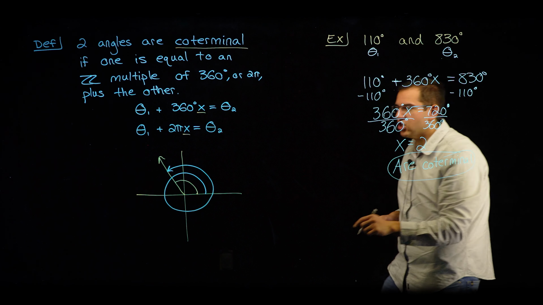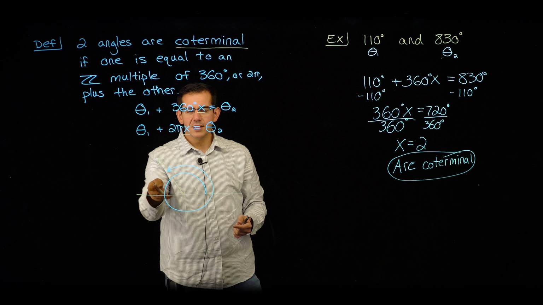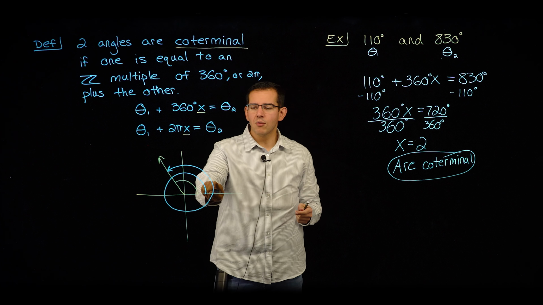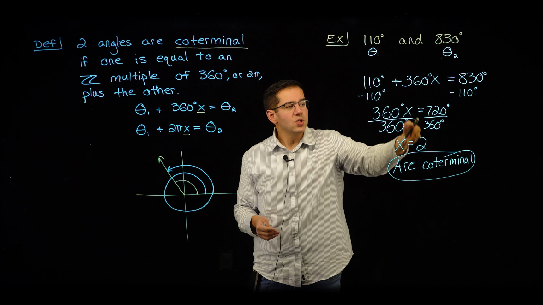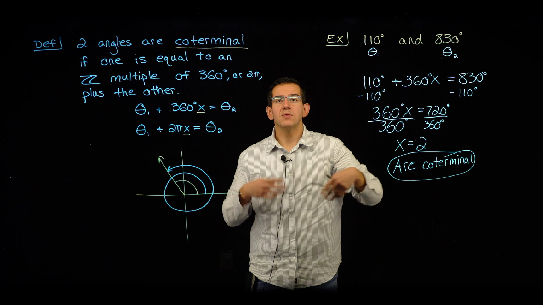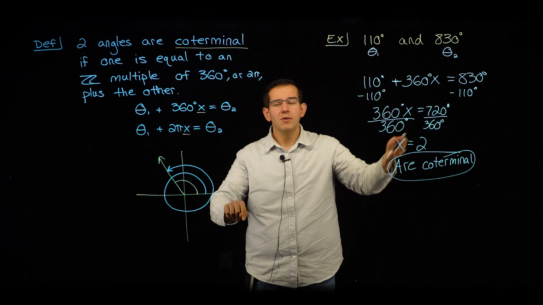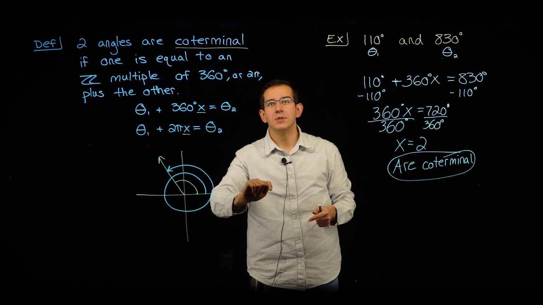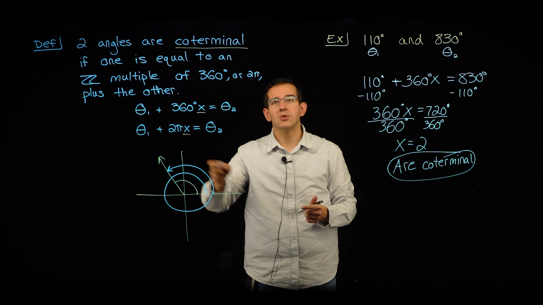Meaning they share a terminal side, just like this picture here. Although, in this case, rather than rotating around once, we have two rotations. X tells you the number of extra rotations, meaning this angle, 830 degrees, would have rotated one extra time around, making it still a coterminal angle finishing at the same terminal side.